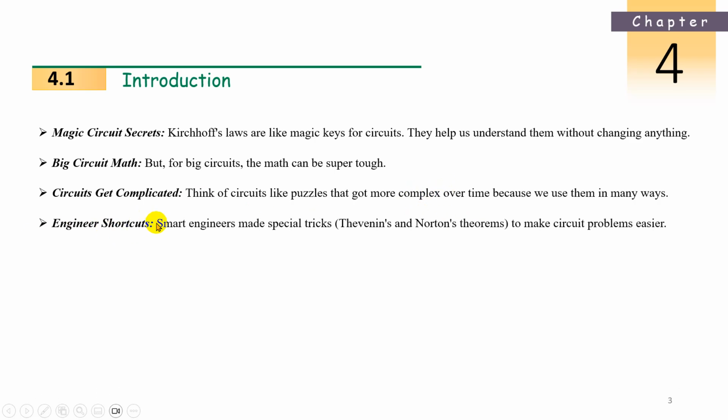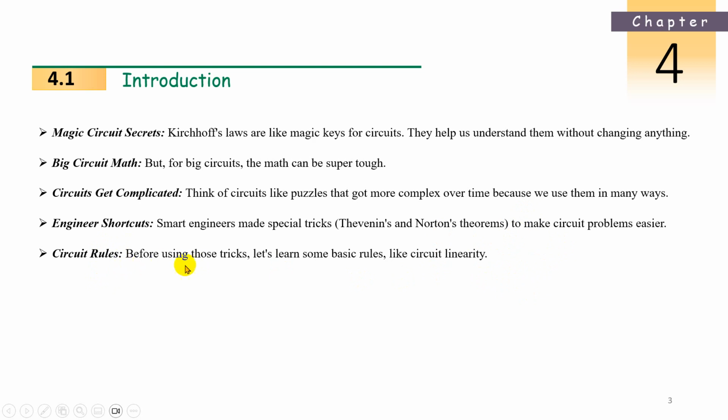So then what do we think now? Engineer shortcuts we have to think about. Smart engineers made special tricks like Thevenin's and Norton's theorems to make circuit problems easier. If you have a very big circuit, but I want analysis of one branch, what is the voltage there? Every time I am changing it, but I want only here. Every time I cannot solve the complete circuit. So we make the complete circuit into one small circuit. Then the branch where we want to analyze is the final one. So only two branches now: source and this branch. Now change it, you can get it. We'll see that one.